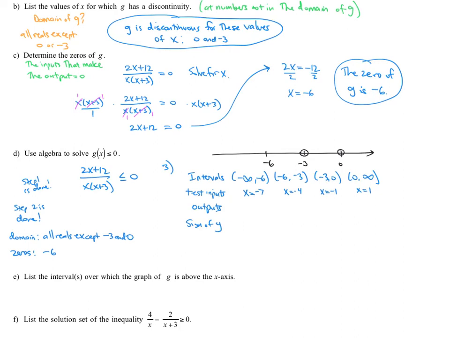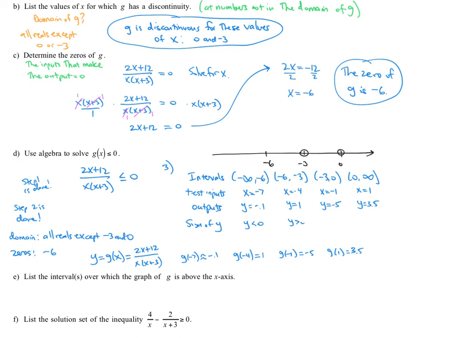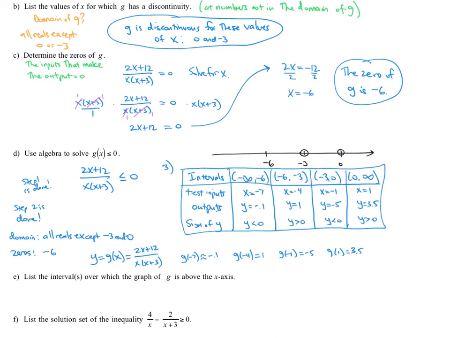Now, the y values are the same thing as g of x, so I'm going to have to plug -7 into g, -4 into g, -1, and also 1 into g to find the outputs. These will be my y's. In each case, the sign of y is easy. y is less than 0, y is greater than 0, y is less than 0, and y is greater than 0. To finish the problem, we need where y is less than or equal to 0.